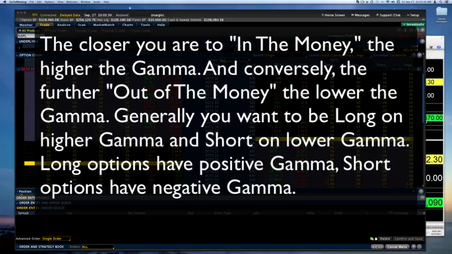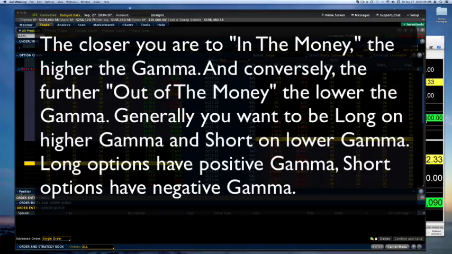What that means is that I want to be a net buyer of options that have the highest gamma, and I want to be a net seller of options that have the lower gamma. Conversely, long options typically have a positive gamma, and short options have a negative gamma. All right. Hopefully that makes sense to everybody.